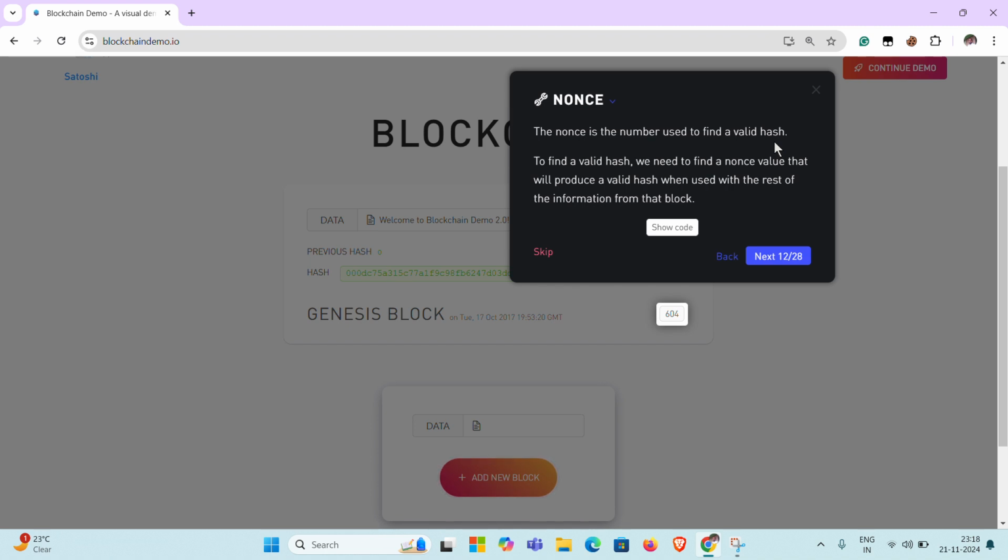The number used to find the valid hash value is usually a nonce. To find the valid hash value, we need to find the nonce value that will produce the valid hash value when used with the rest of the information from the block. Based on the nonce value, with the help of the hash and nonce, we can get the transactional information.